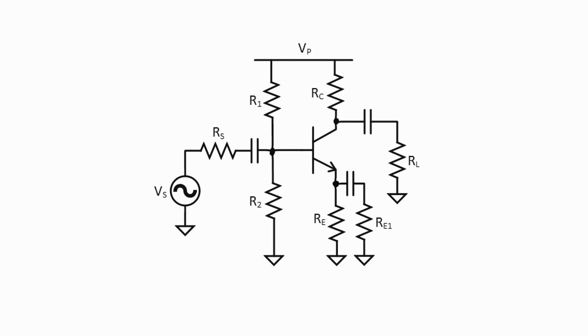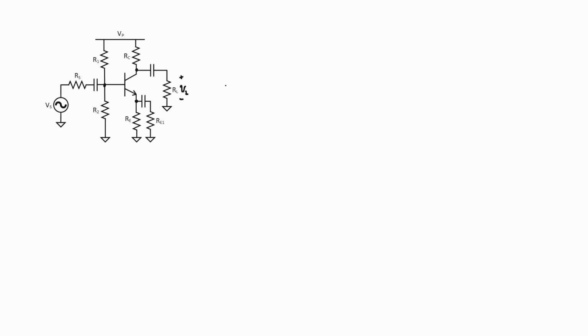We then have a load resistor. And what I'm interested in ultimately finding here is an expression for the load voltage, V sub L, divided by the source voltage, V sub S. In other words, I want an expression here for the gain. Let's now draw the small signal equivalent model. In other words, what circuit does a small AC signal see when it travels through this amplifier?